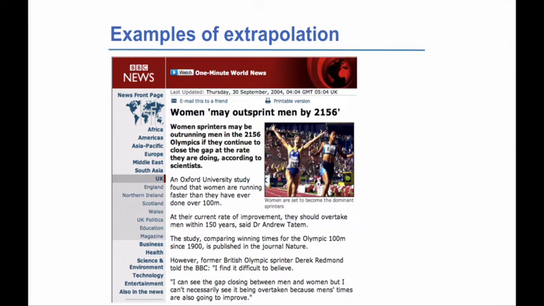So, examples of extrapolation. Women may outsprint men by 2156. Women sprinters may be outrunning men in the 2156 Olympics if they continue to close the gap at the rate they are doing, according to scientists. That part that I underlined is important because that is a big assumption that is not necessarily supported.